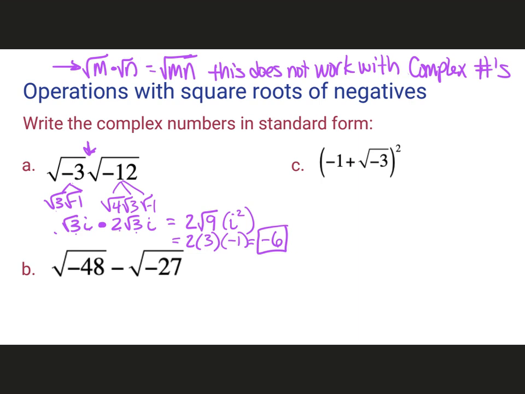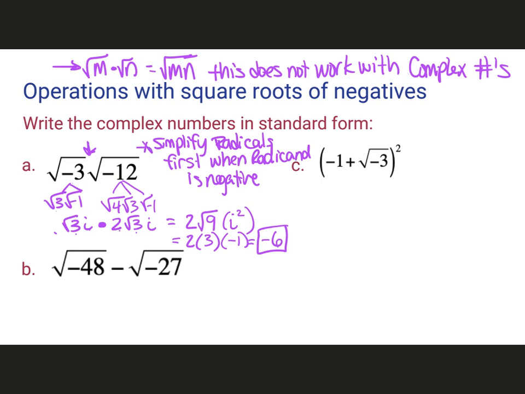If you don't pull out that negative first as i and then solve the problem, you're going to eliminate your negative. You're going to have the wrong sign in your final answer. So pay attention to this very carefully. You have to simplify the radicals first when the radicand, that's the number under the radical, is negative. If you don't do that, you'll get the wrong answer, the wrong sign, okay?